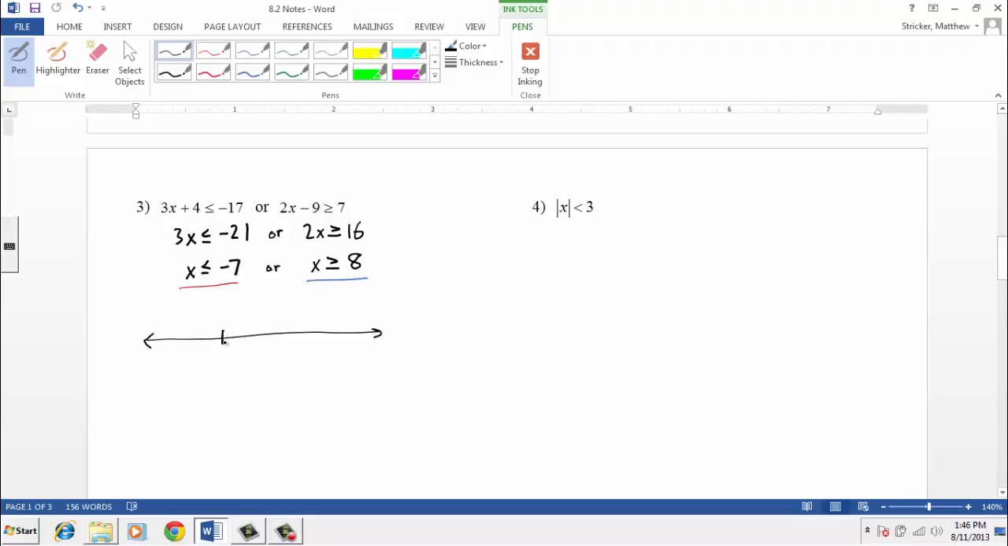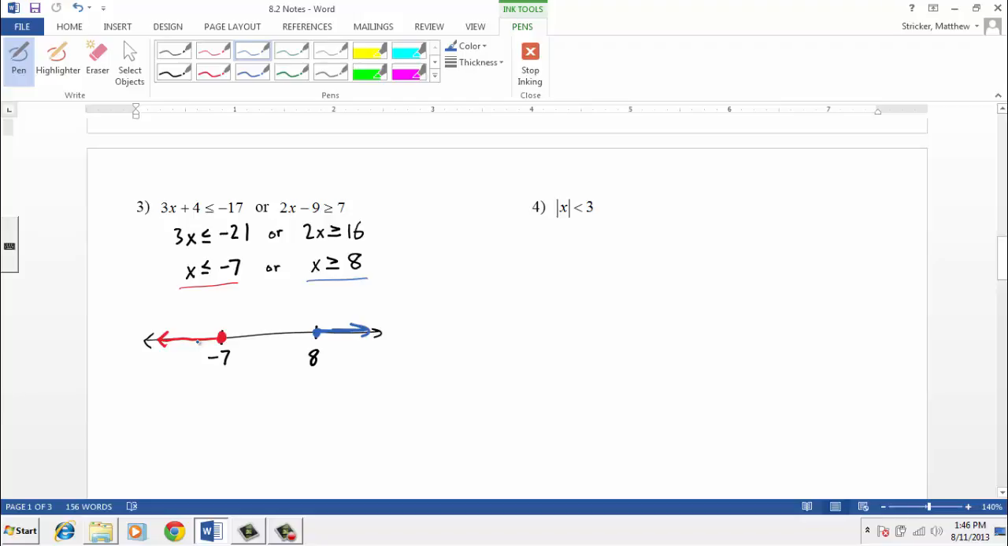If I put negative 7 on here and 8 on here, the one on the left, the red one, is talking about this region with a closed circle because we are equal to negative 7 and everything to the left of that. If we're talking about the region on the right, that is again a closed circle because we're equal to, and this is going to include everything to the right of positive 8. So answers could fall either in the red region or in the blue region.